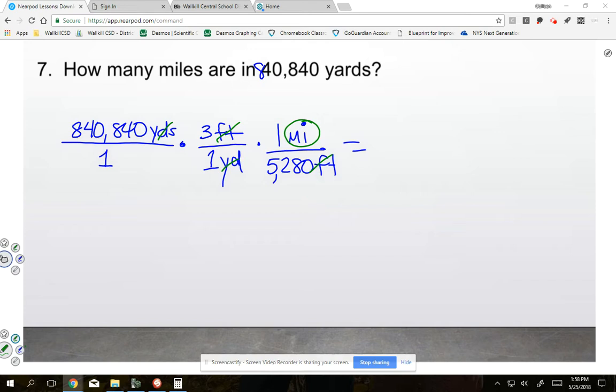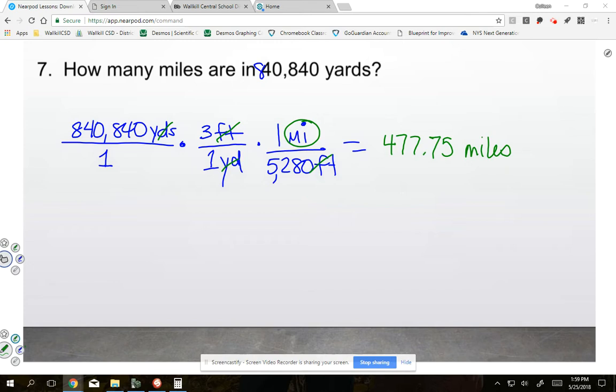Jordan, what you got? 4,777. No, you have an extra zero somewhere. You have the right number, it's just the wrong decimal. Gianna. 477 and 3/4 or 477.75, and our answer should be miles.